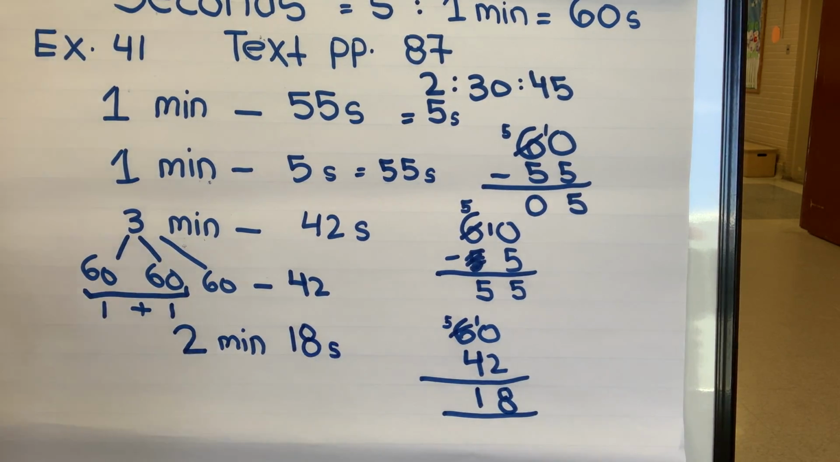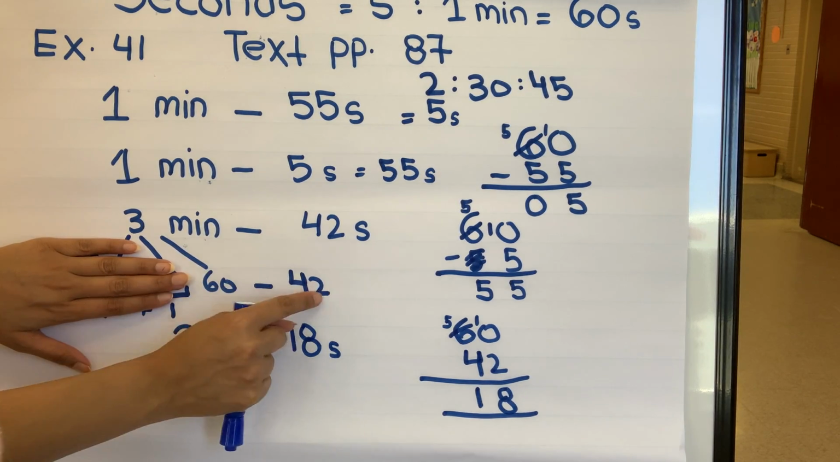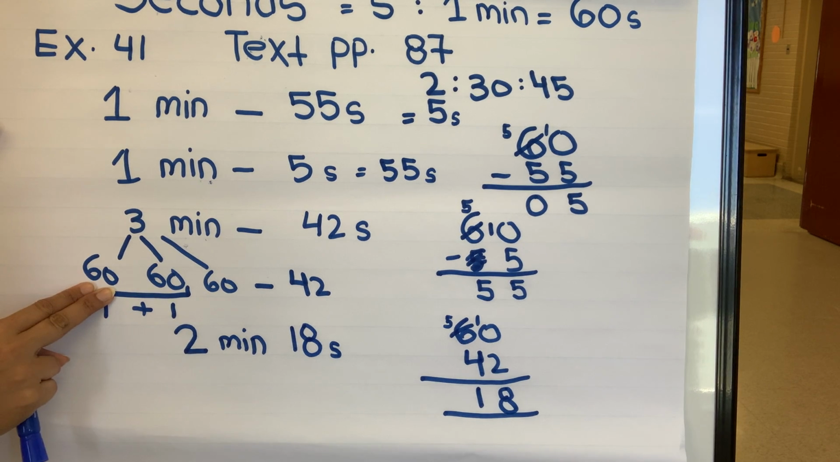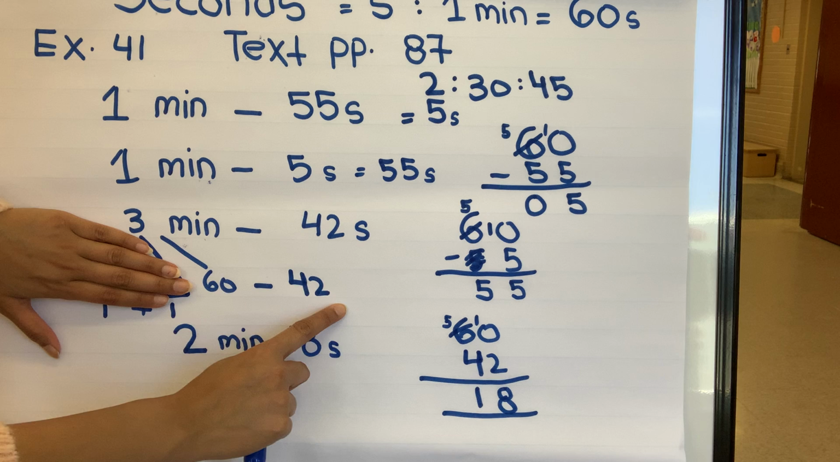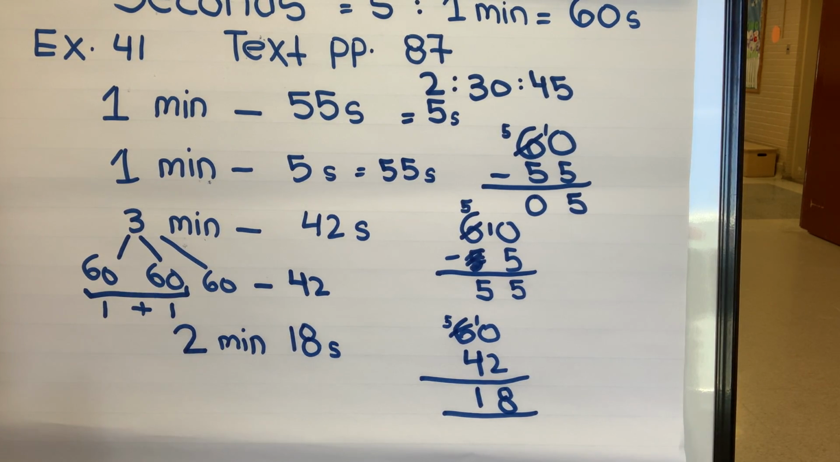Okay, so grade 3, that's the best trick I can show you: always break up your minutes or break up your hours or break up whatever you're given. Break it up and then you can use one of the pieces to subtract. Does that make sense? I broke my 3 minutes into 3 pieces and I used 1 piece to subtract my 42. Does that make sense? So we are going to end our lesson here.